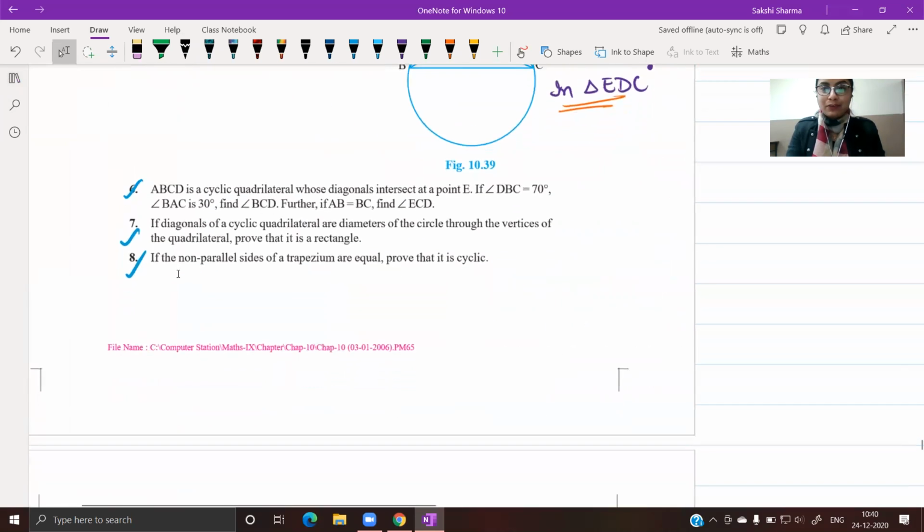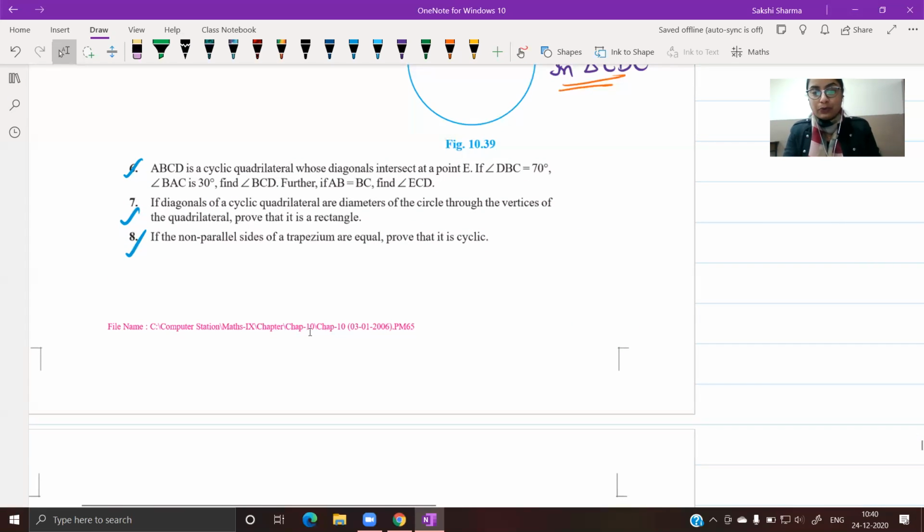Question number 6. For this one, the figure is not given. You'll have to draw it on your own. And this question actually has two parts. You will solve it one by one. Don't try to solve it all together.